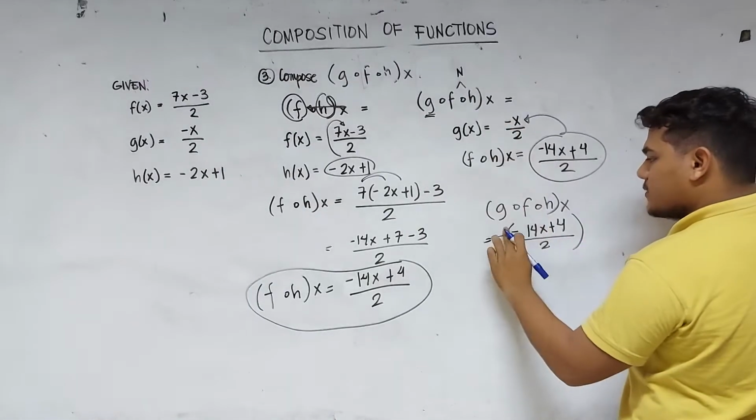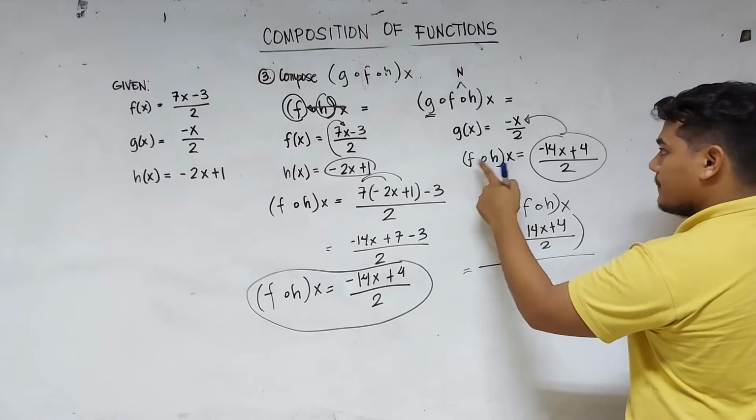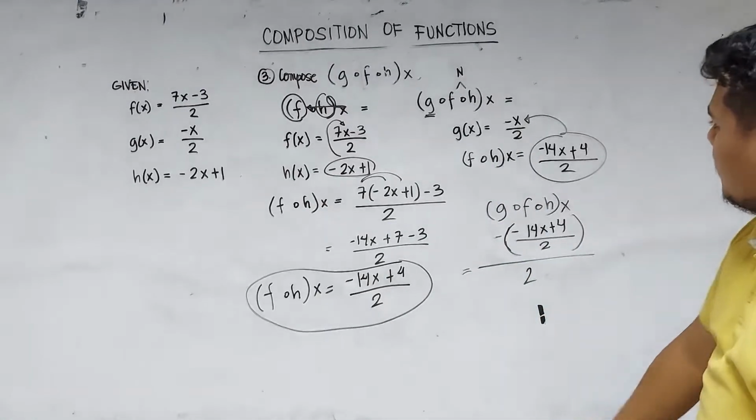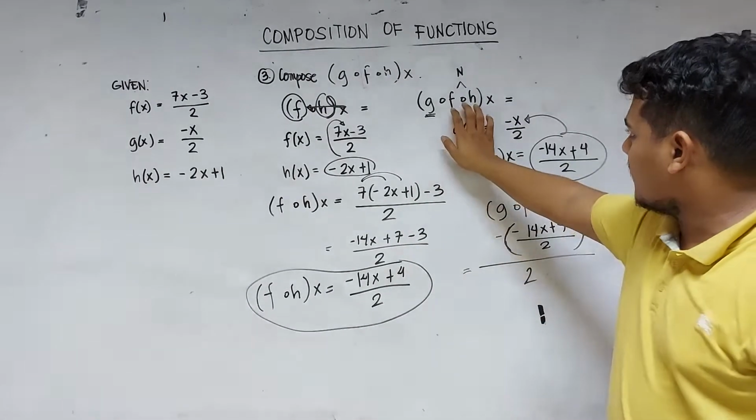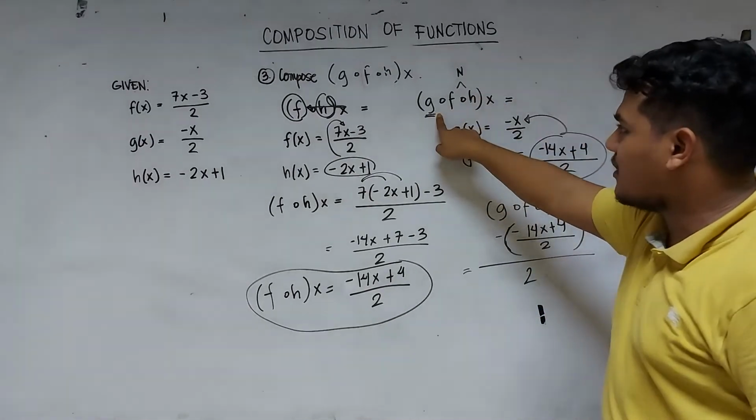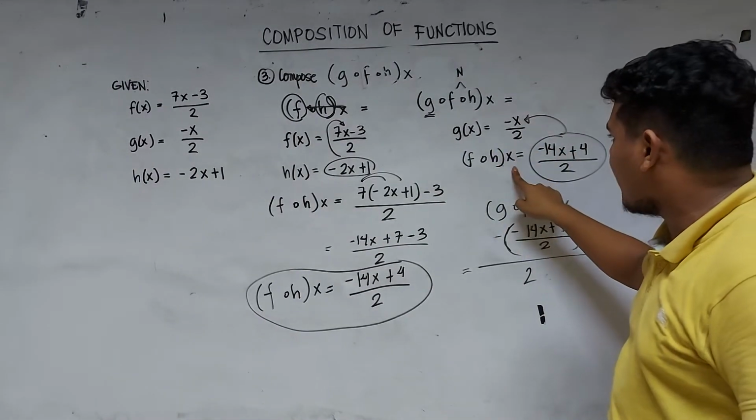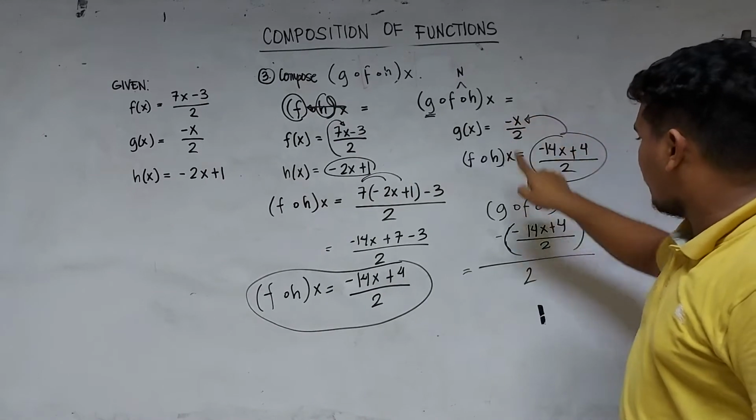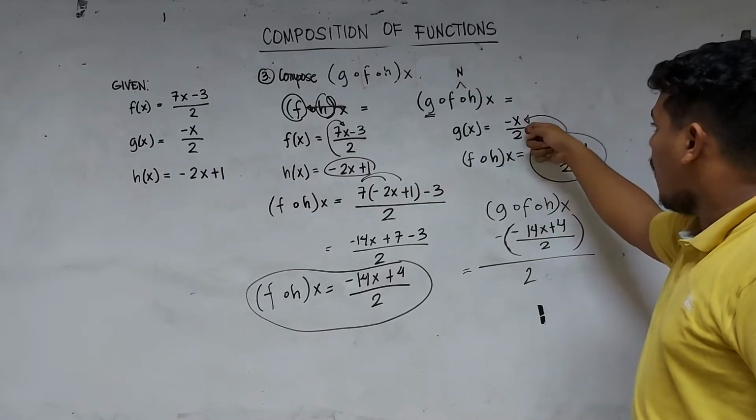Negative, since it is negative x, we replace x, right? Over 2. Okay, understood? Meaning, what is the value of f of h here? Negative 14x plus 4 over 2. This value, we insert it into g. What is the value of g? Negative x over 2. So what do we do next? This value is inserted into negative x over 2. So it becomes negative of negative 14x plus 4 over 2, over 2.